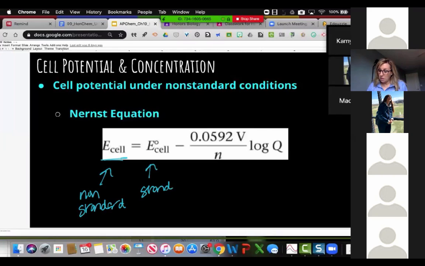So for that one, you would use the same chart that we've been using to figure that out for all the other E cells we've done. So calculating that E cell is just like what we've done before. N is still our number of electrons like we did yesterday. And then Q is our reaction quotient like we used when we talked about equilibrium, and we'll look at how to do that. So we'll do one of these.